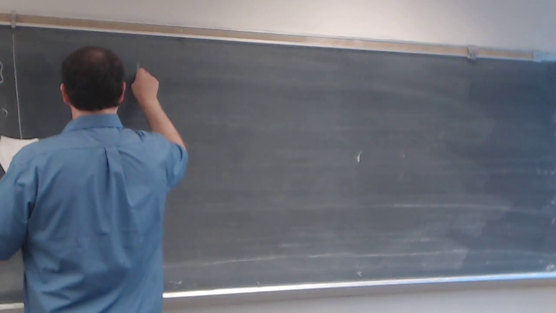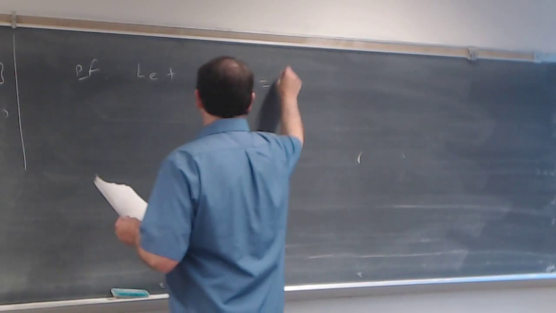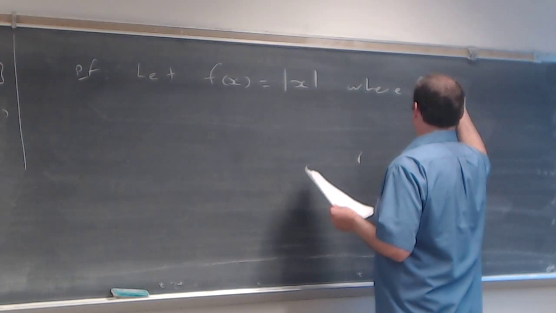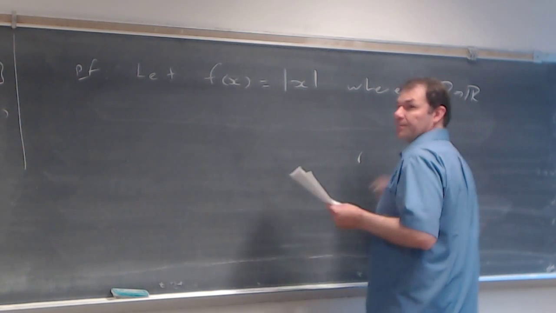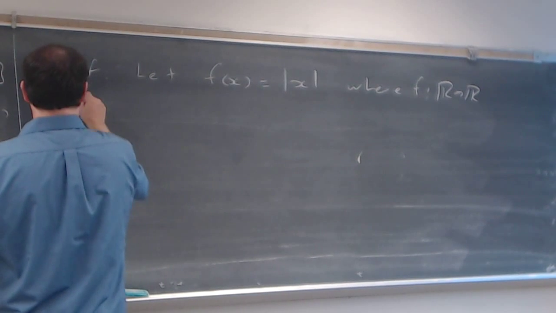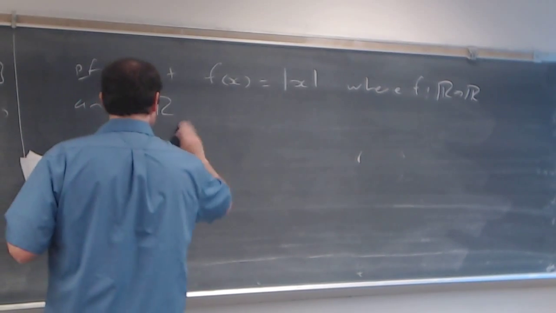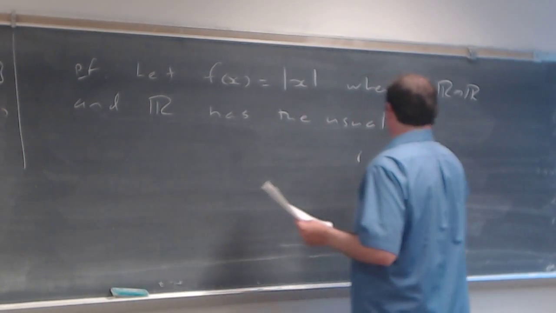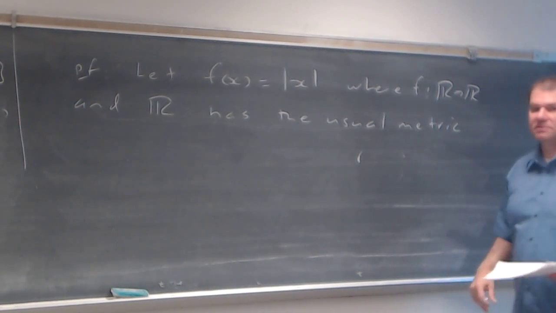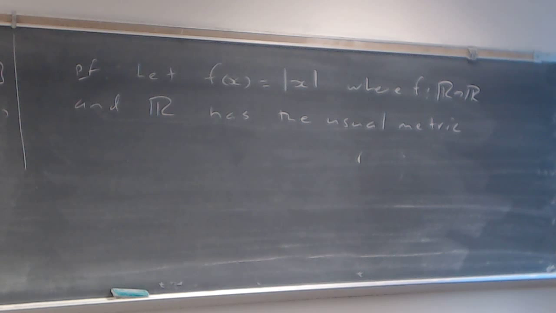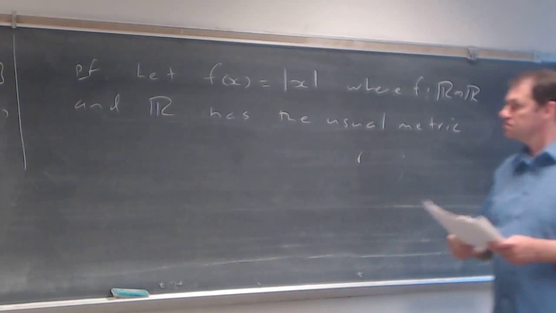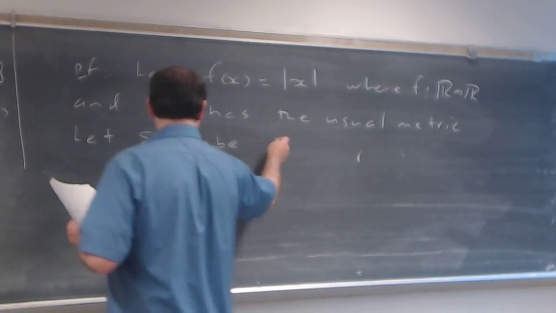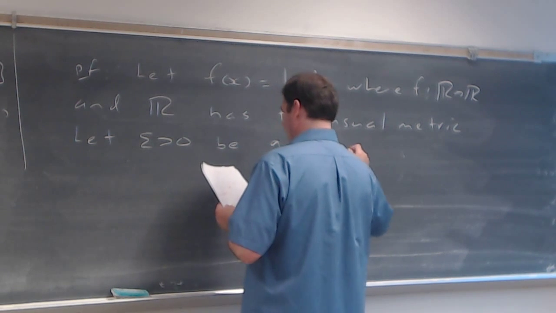Proof. We're going to let f of x be equal to the absolute value of x, where we are thinking of f going from R into R, and R is endowed with the usual metric. Of course, what I mean by the usual metric is the distance between these two real numbers is the absolute value of their difference. We're going to let epsilon be greater than 0 be given.